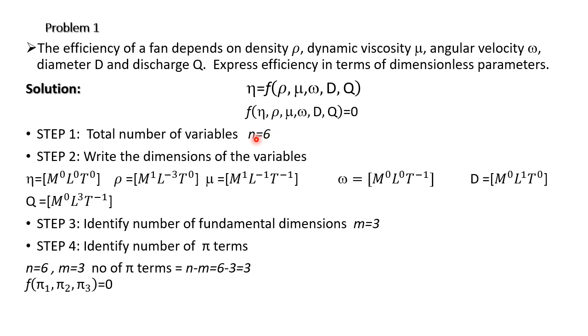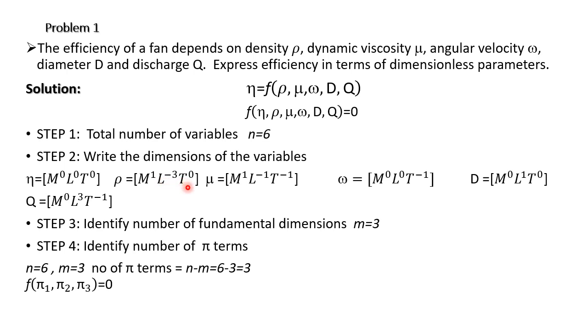So the next step is writing the dimensions for all these 6 variables. The dimension of efficiency doesn't have any unit, so no dimensions. I can write it as M to the power 0, L to the power 0, T to the power 0. You know that anything to the power 0 is equal to 1. Next, the dimension of density. Density is mass by volume. The dimension of mass is M and the dimension of volume is L cubed. So M to the power 1, L to the power minus 3, T to the power 0.